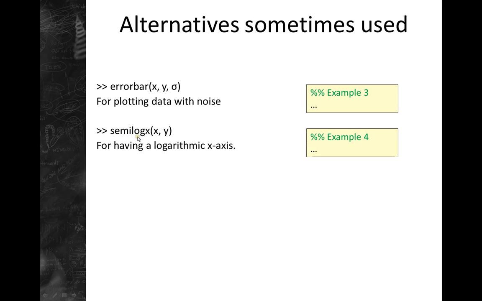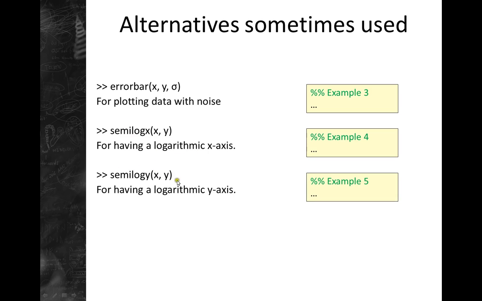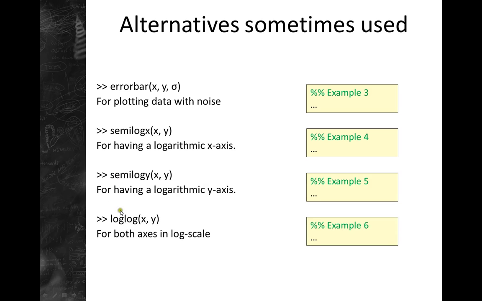Semilog x is like the plot command, but you get a logarithmic x-axis. There's semilog y for the same principle, but with a logarithmic y-axis. There's log for logarithm in both axes. And there's actually a way to change afterwards, which we will talk about further in part 2, I think. So you can always start with plot if you're unsure.